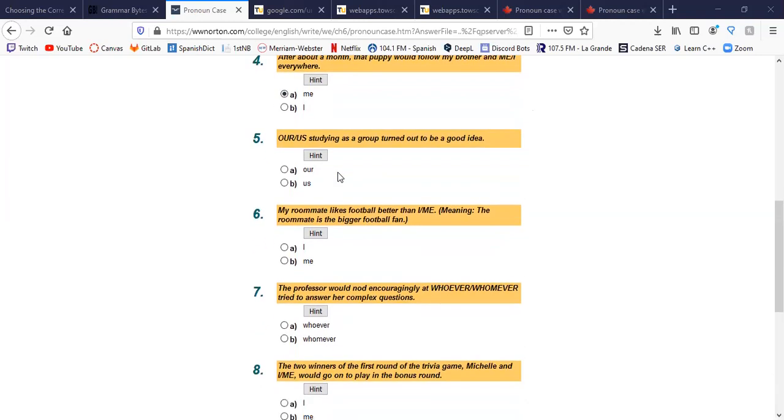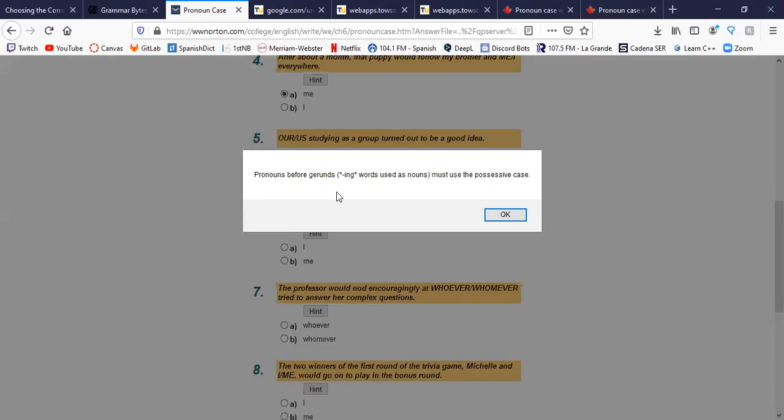Awesome. Okay. Number 5. Our or us studying as a group turned out to be a good idea. So we have to choose between our and us. So pause the video and try to think of the answer. Okay, so let's look at the hint. Pronouns before gerunds, ing words used as nouns, must use the possessive case. Wow, another hint that basically just gives you a big help. So again, pause the video and think.